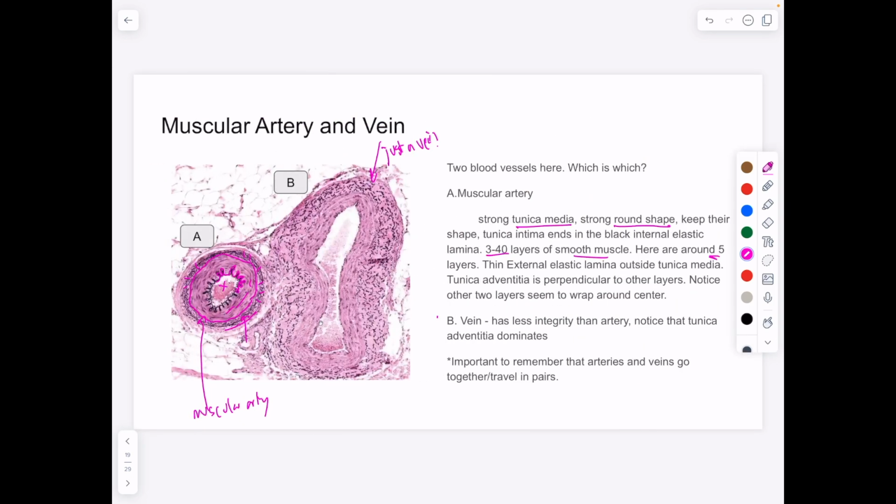All right, then we have our vein, and you can see that the vein has a very, very prominent tunica adventitia. It has less integrity, right? It's kind of a weird shape. The lumen is quite weird. And then it's important to remember that arteries and veins go together. So this one is very clear: muscular, it's got to be an artery. It's keeping its shape. And then the vein that's associated with it doesn't keep its shape very well. It's got a huge tunica adventitia.